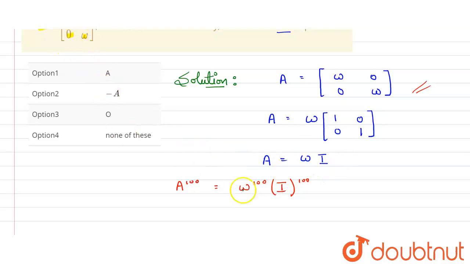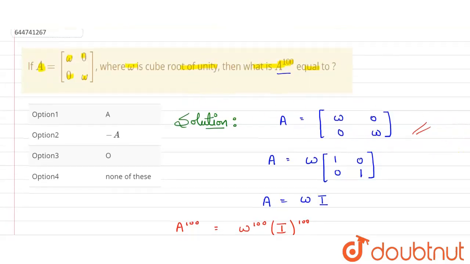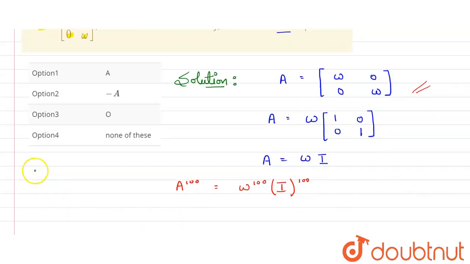Now let's move further. It is given that omega is the cube root of unity. Let me explain this concept. Cube root of unity means cube root of 1, since unity represents 1. So omega cubed, its value is 1. This is given to us in the question and this is the property of omega. Omega is the cube root of unity means omega cubed value is 1.